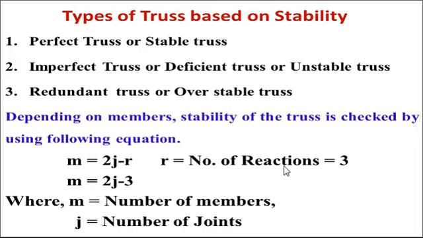This R can also depend on the number of equilibrium equations used in the problem. Normally, whenever there are three unknowns, all three conditions will be required to solve the problem. Hence R will be equal to 3, so M = 2J - 3. Where M is the number of members, J is the number of joints, and R is the number of reactions. When this equation is satisfied, it is called a stable truss.